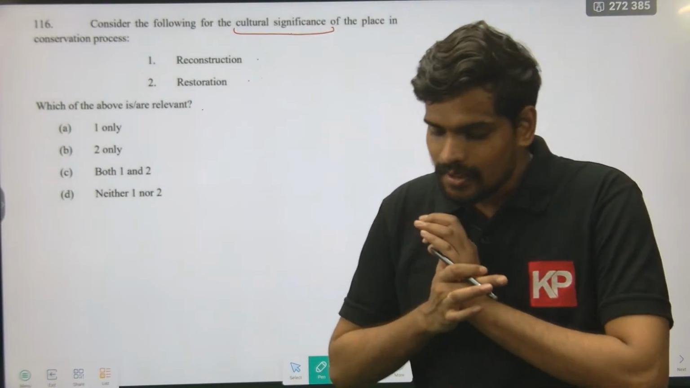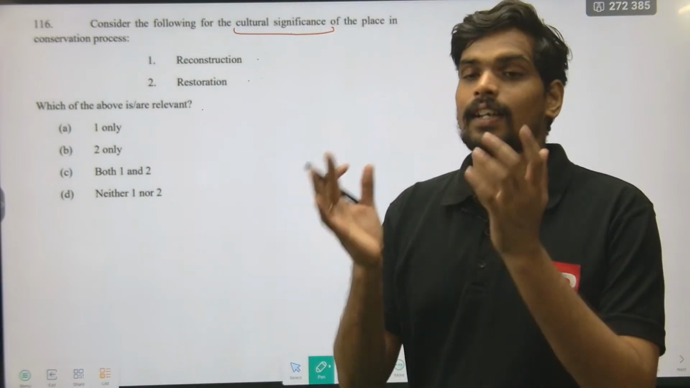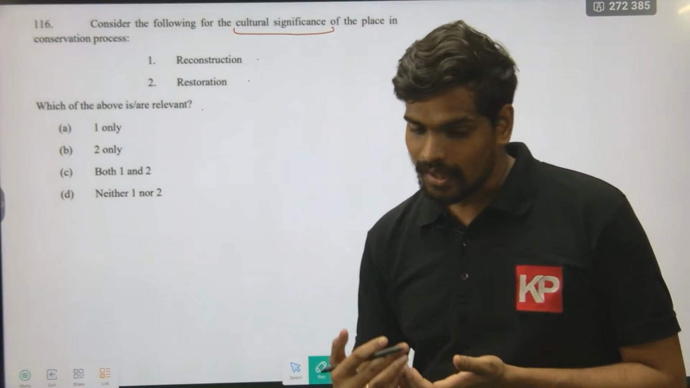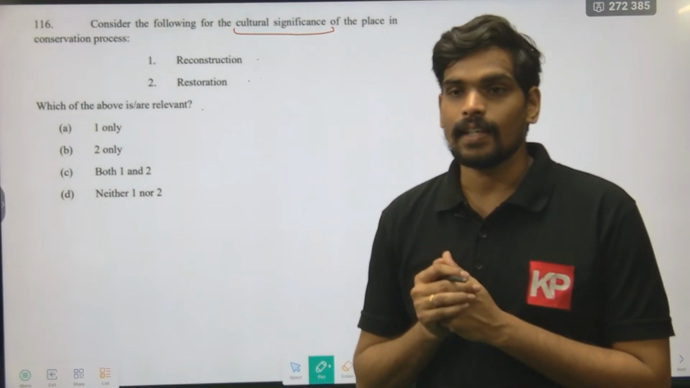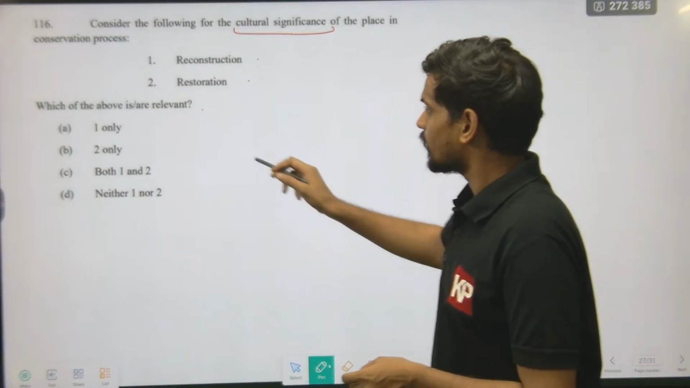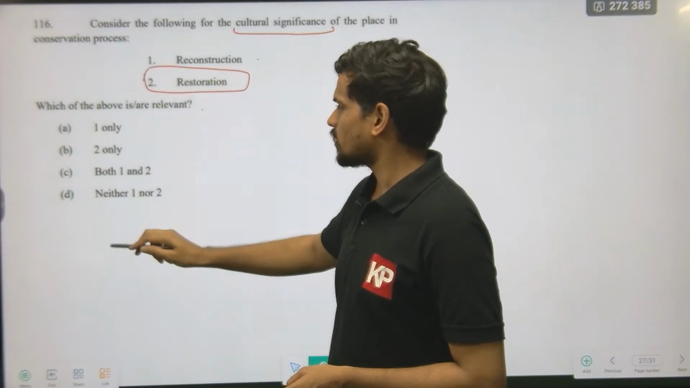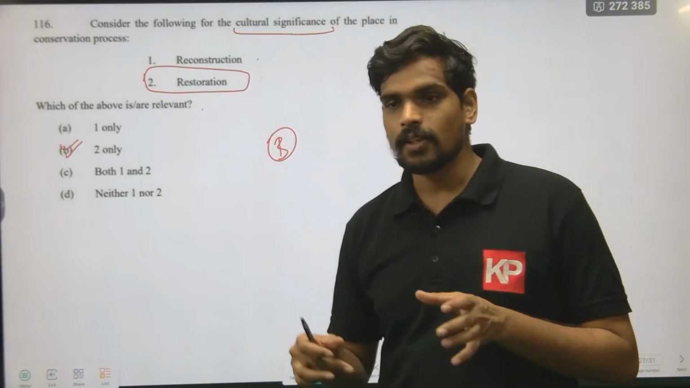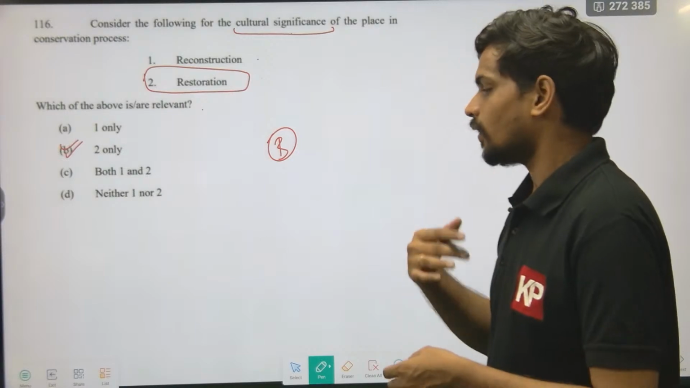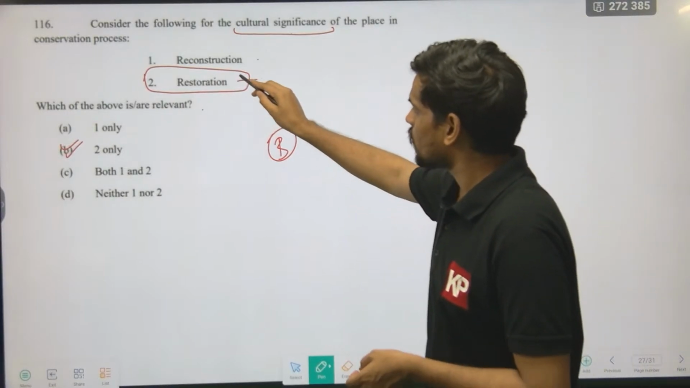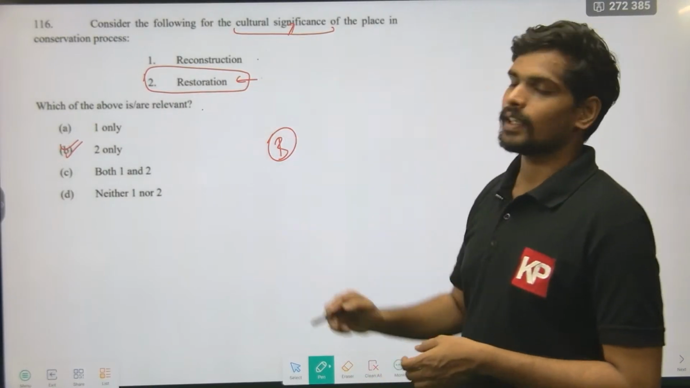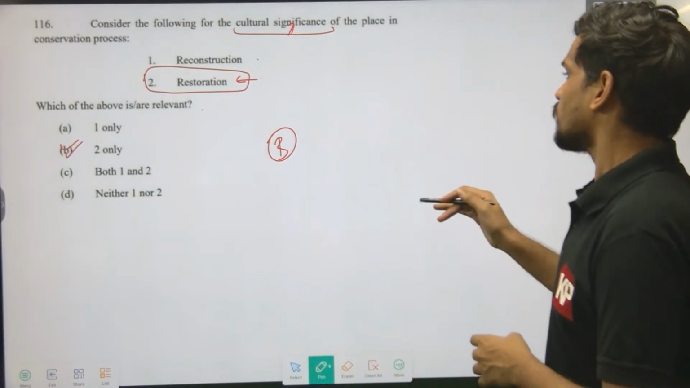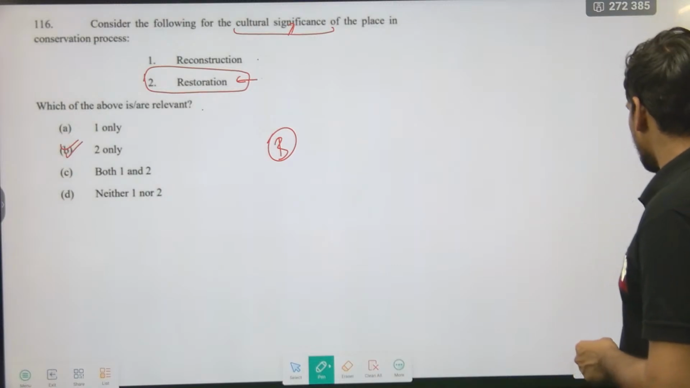Reconstruction is where the structure does not exist anymore, you're constructing it completely. Reconstructing something completely will not retain its original cultural significance. Restoration will, however. So restoration will be the answer, because restoration is for an already existing structure where you restore some parts of it. Restoring something will also involve cultural significance being instilled into it, not only the physical form of it. So B is the answer. 2 only would be the appropriate answer.